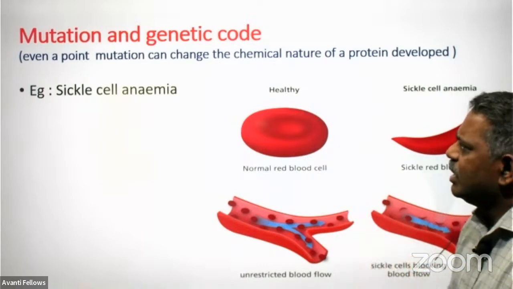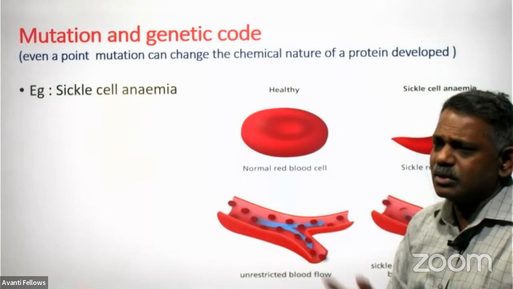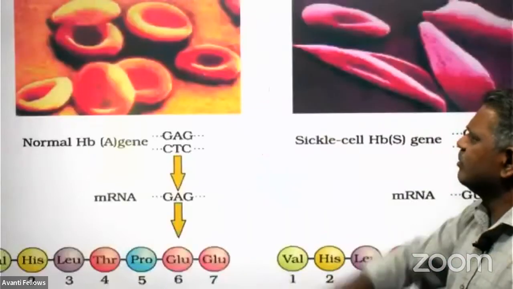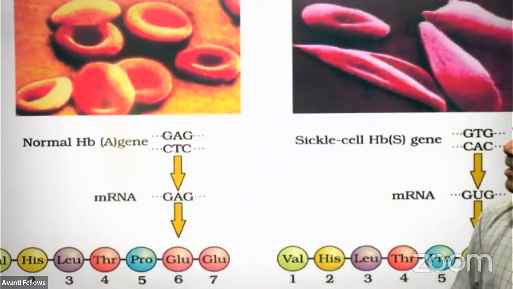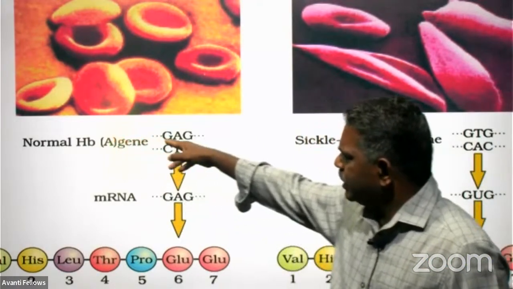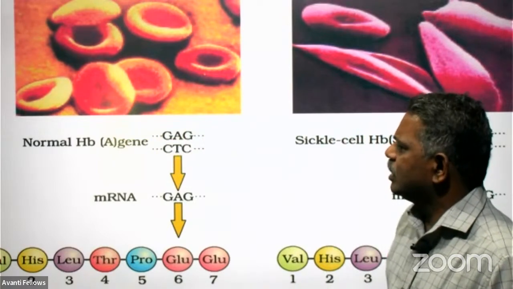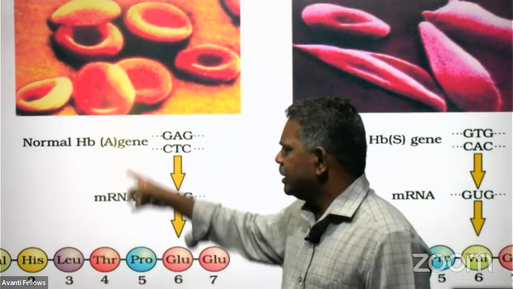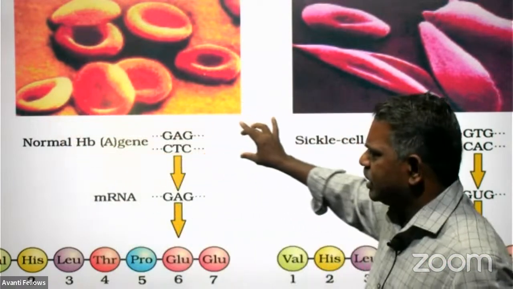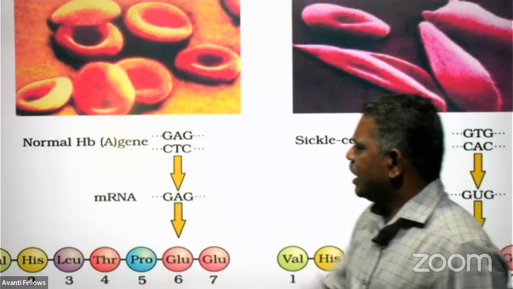Sickle cell anemia is due to what? This mutation of the genetic code, which is responsible for keeping the amino acids exactly in their places. And we will see the differences. This is the hemoglobin genome for producing hemoglobin. Hemoglobin A is the normal one. And there is a DNA sequence called the gene to produce this hemoglobin protein.